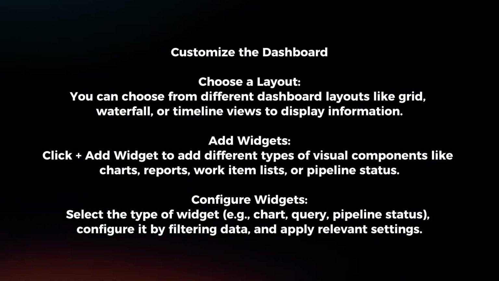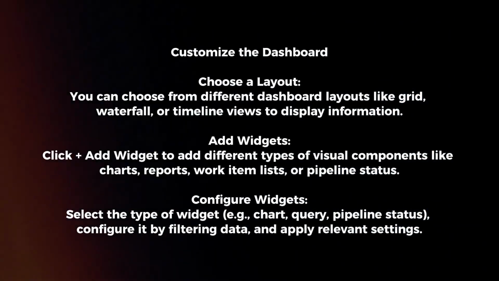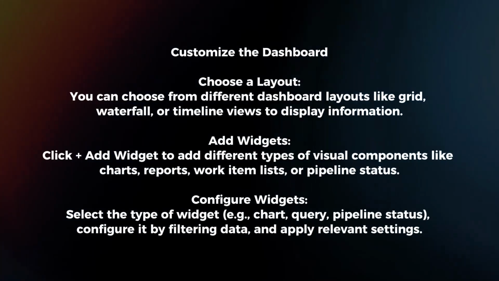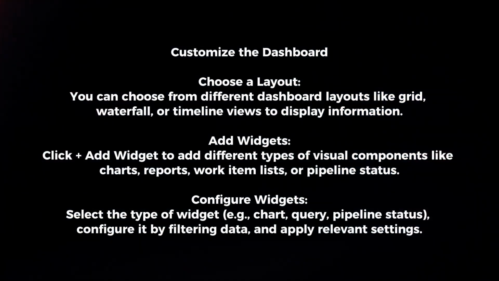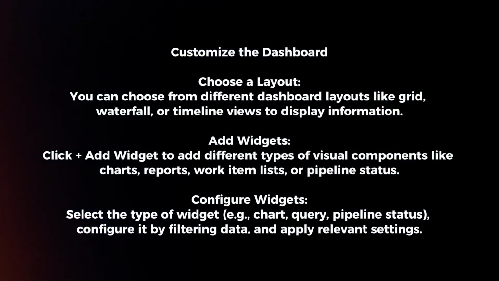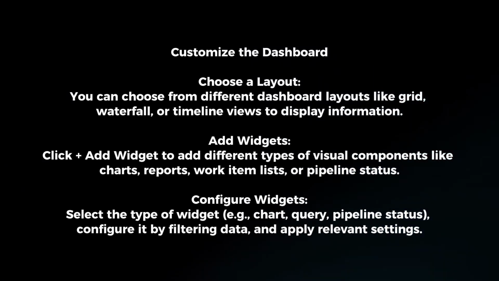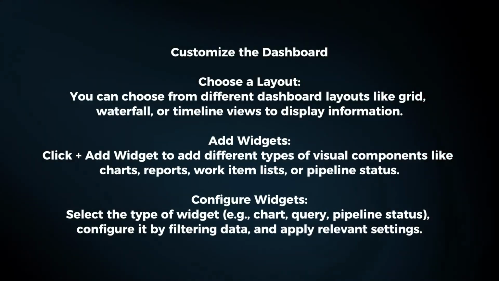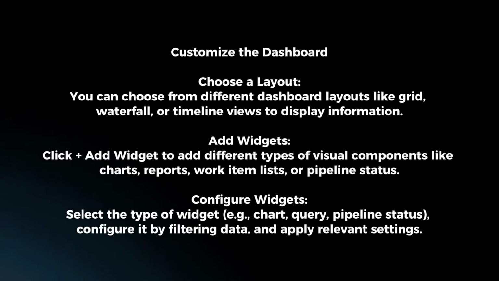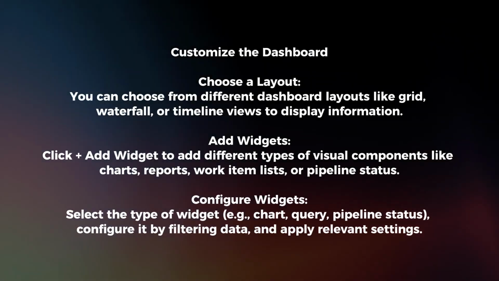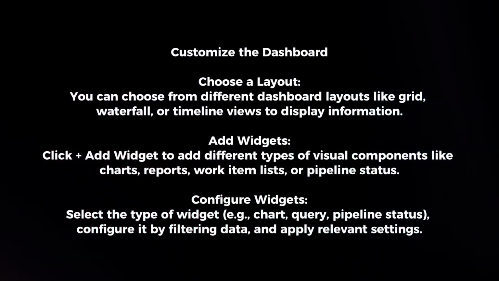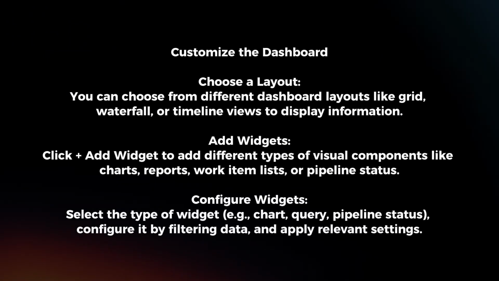Customize the dashboard. Choose a layout. You can choose from different dashboard layouts like grid, waterfall, or timeline views to display information. Add widgets. Click plus add widget to add different types of visual components like charts, reports, work item lists, or pipeline status. Configure widgets. Select the type of widget, configure it by filtering data, and apply relevant settings.